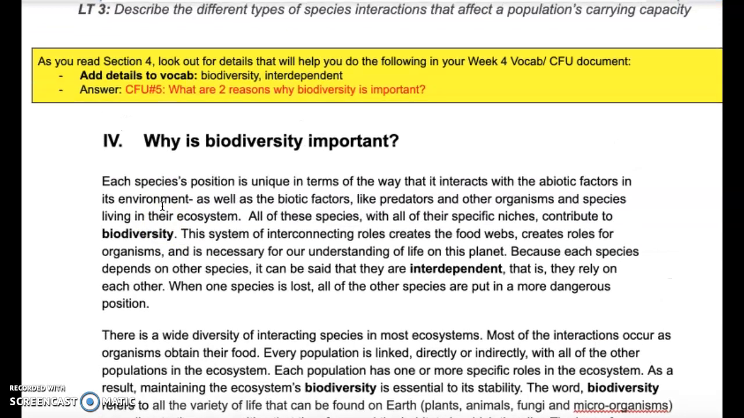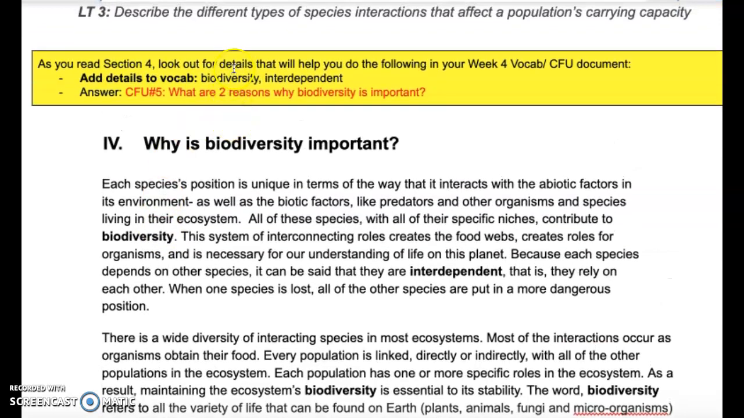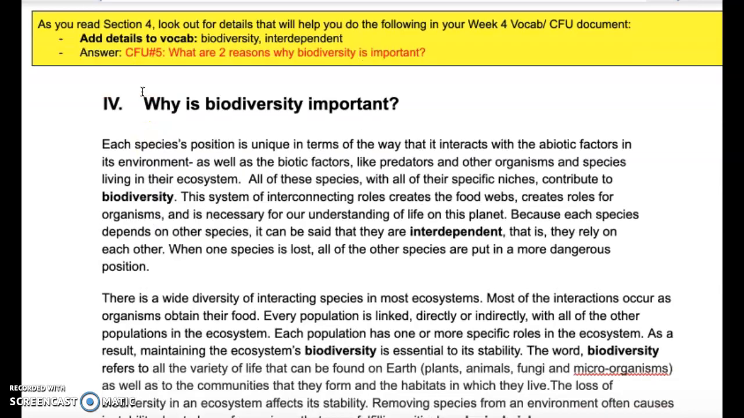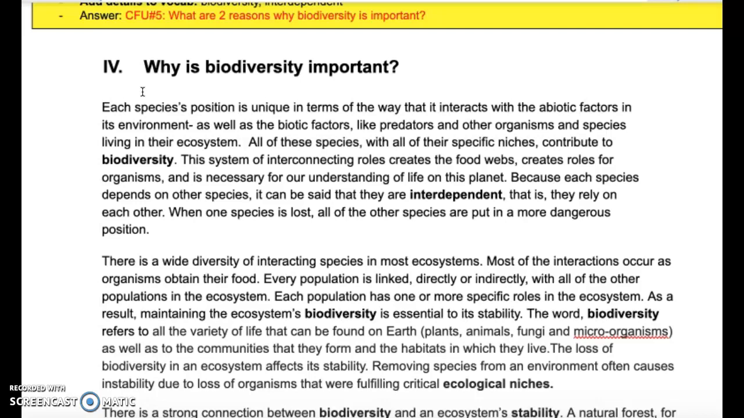So now take the time to add to your vocab, add details for biodiversity and interdependent, and then explain your answer for check for understanding number 5. What are 2 reasons why biodiversity is important?